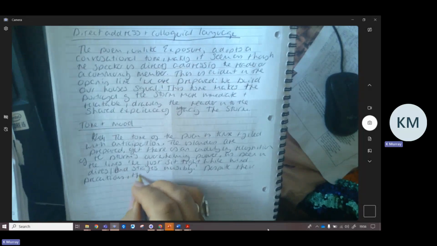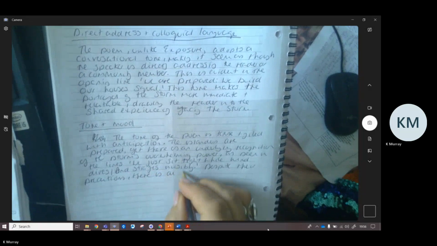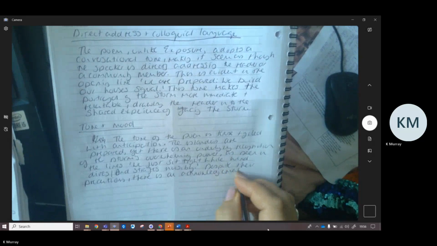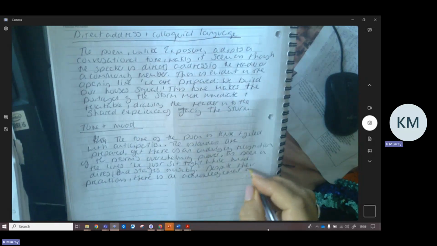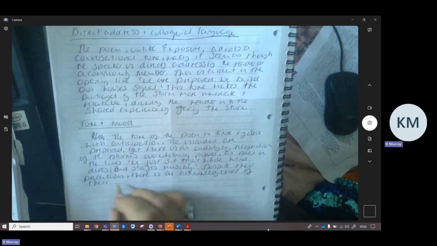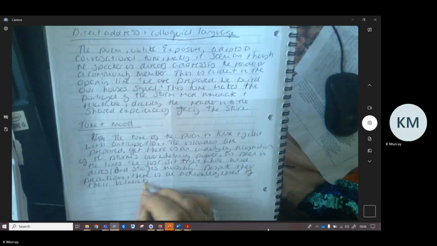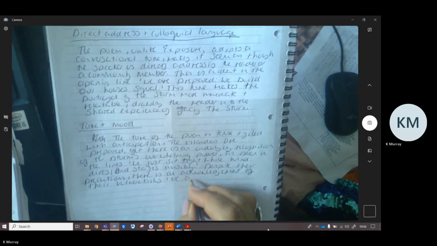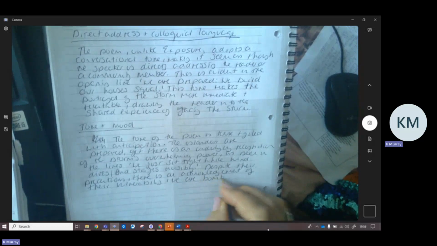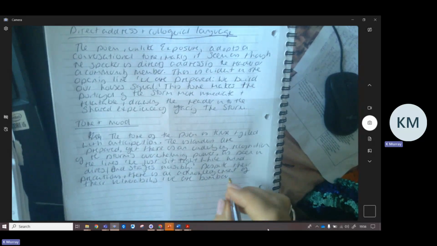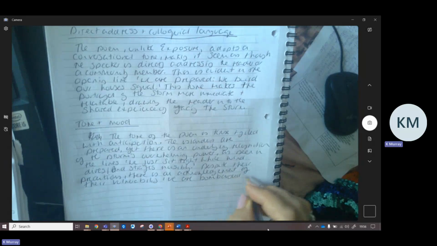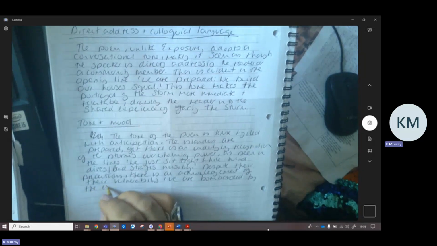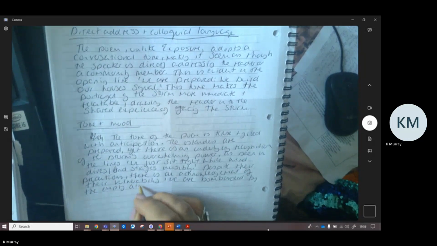There is an acknowledgement of their vulnerability. "We are bombarded." Again, that military language, yeah. "We are bombarded by the empty air." And that empty air is the wind, of course. The empty air.